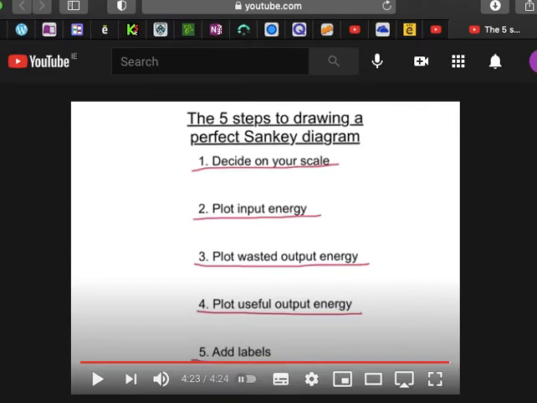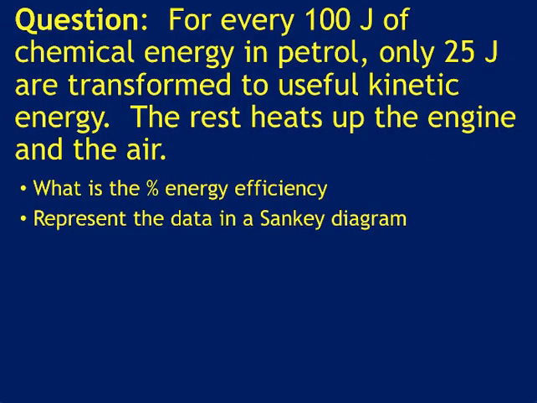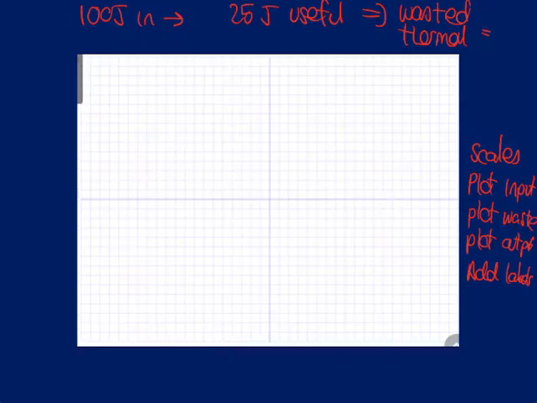Alrighty, so there we had it. So this is our question. For every 100 joules of chemical energy in petrol, only 25 joules are transformed to useful kinetic energy. The rest heats up the engine and the air. We have to work out the percentage energy efficiency, and we have to represent the data in a Sankey diagram. So I'm going to start with the diagram first. So the information we had is 100 joules in. We have 25 joules of useful energy, and we have the rest wasted as thermal.